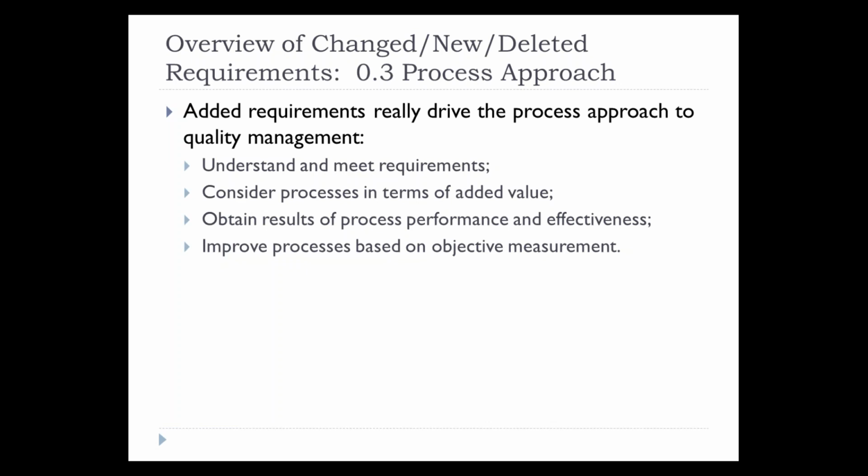In 0.3, again, not a normative requirement, but some additional requirements were added to really drive the process approach to quality management. Organization is required to understand and meet requirements, consider process in terms of added value, obtain results of process performance and effectiveness, and then improve your processes based on objective measurement.